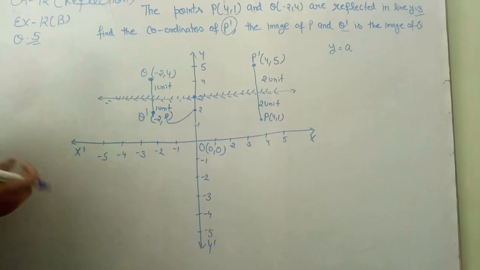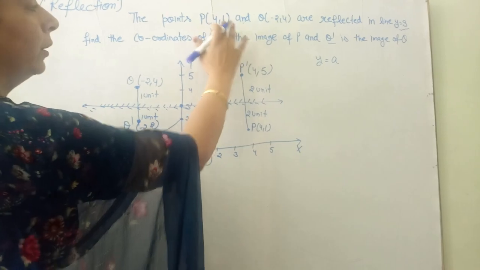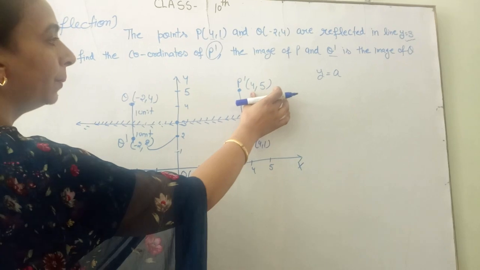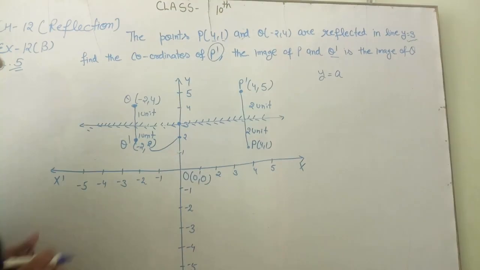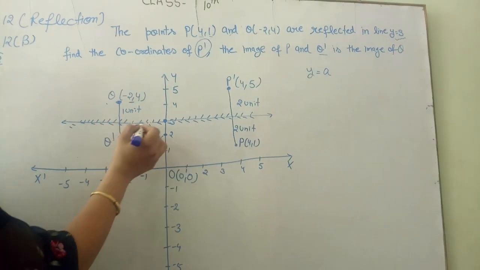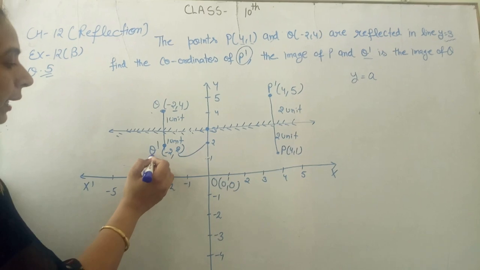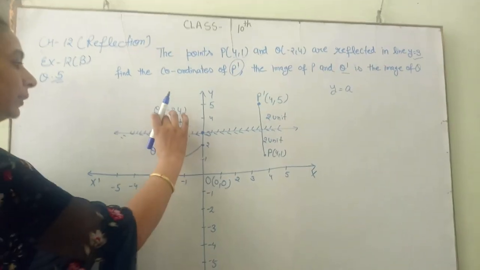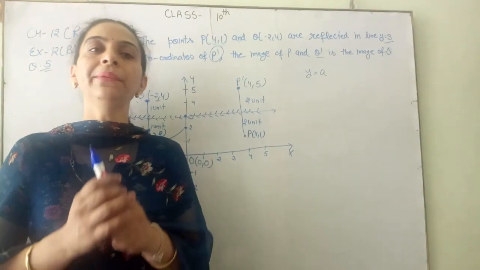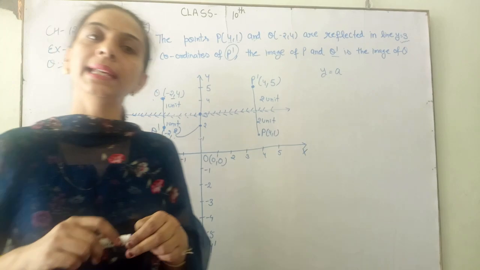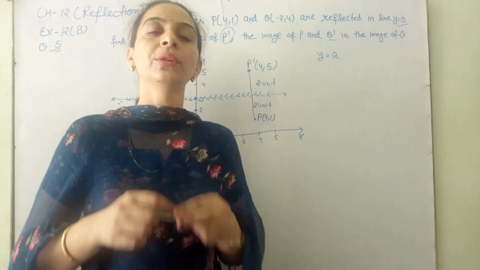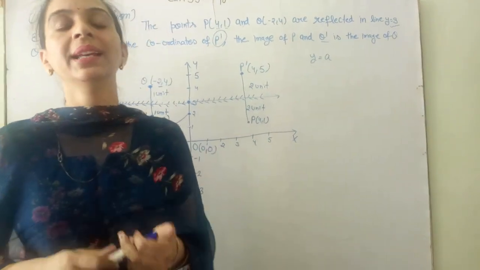Okay student, if point P is 4, 1, and it is reflected in the line y equal to 3, then the image P dash has coordinate 4, 5. Same with point Q, and reflected in this line y equal to 3, the coordinate of Q dash is minus 2, 2, same 1 unit distance. Okay student, I hope you understand this question. Student, if you have any problem in any exercise in any chapter, then please send it to me so that I can help you. Okay, thank you.